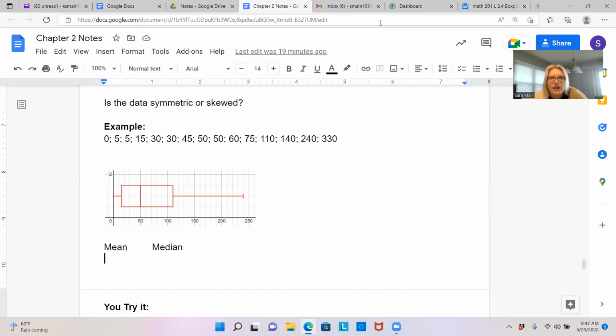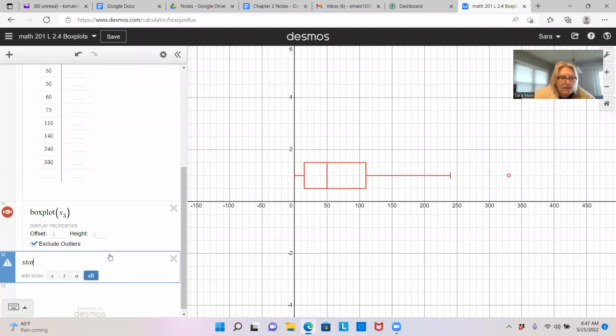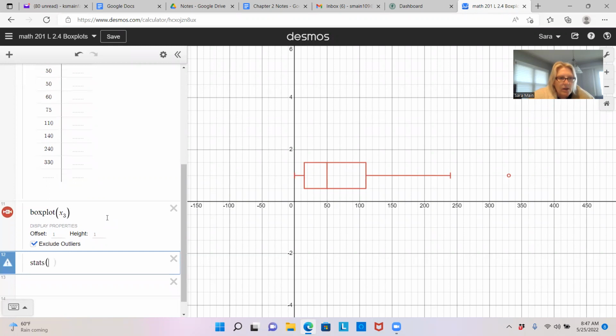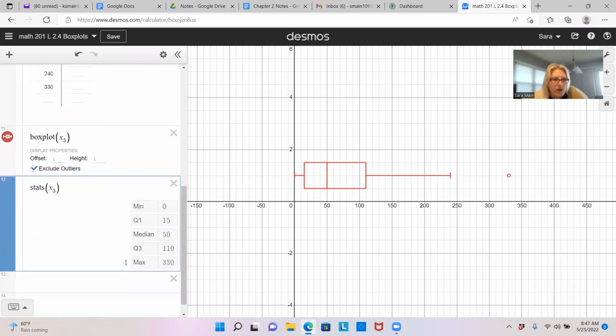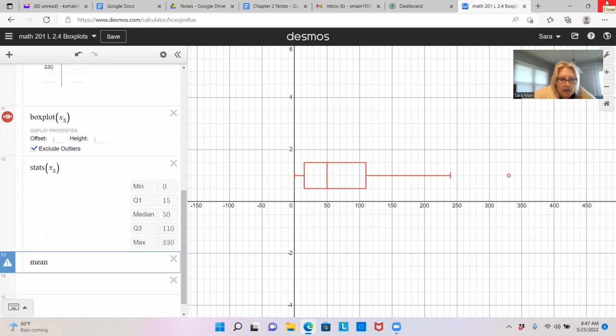But we want to look at the mean and the median. So let's go back to Desmos. So I'm going to just do my stats on this. And I'm going to include that right here. So it shows up. And this is X3, my data set. So there is my median, it is 50. And I'm going to do the mean of X3. And the mean is 79.